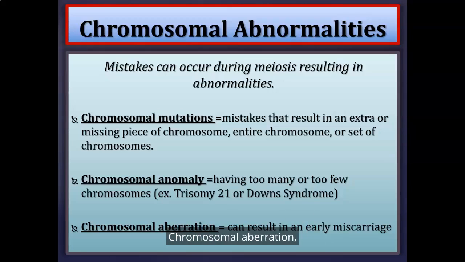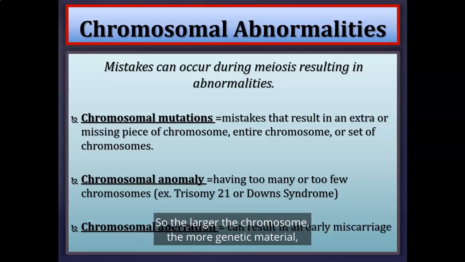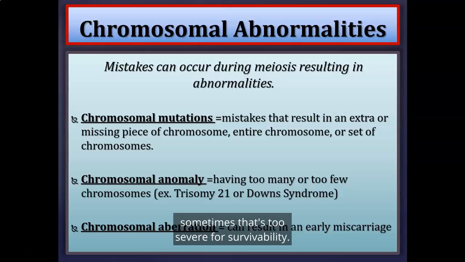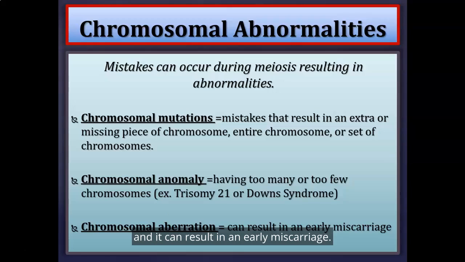Chromosomal aberrations, so if you remember back to the slide when we saw the karyotypes, so the larger the chromosome, the more genetic material, genetic information that's located on that chromosome. So if there's an aberration or mutation on the chromosomes that are larger, sometimes that's too severe for survivability. So that can result, basically the body recognizes that the fetus is not viable, and it can result in an early miscarriage.